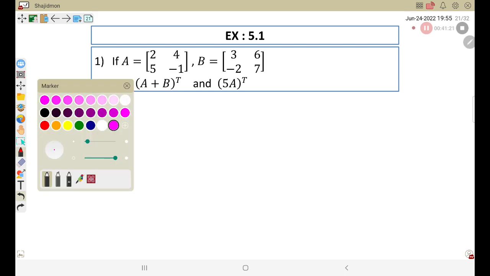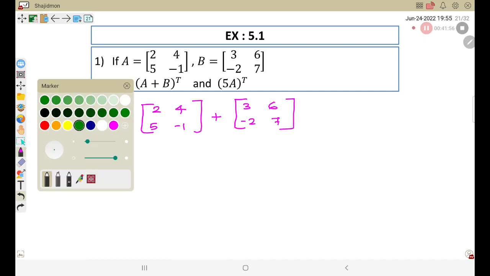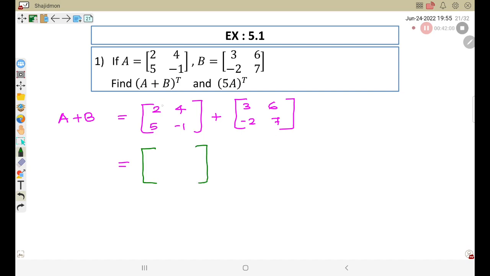For example, question number 1, if A equals matrix 2 4 5 minus 1, B equals 3 6 minus 2 7, find (A plus B) transpose and 5 A transpose. First we will do A plus B. You know how to add two matrices. A matrix is 2 4 5 minus 1 plus the B matrix 3 6 minus 2 and 7, correct? Add these two matrices: first number with first number, 2 plus 3 is 5, 4 plus 6 is 10, 5 plus minus 2 is 3, minus 1 plus 7 is 6.